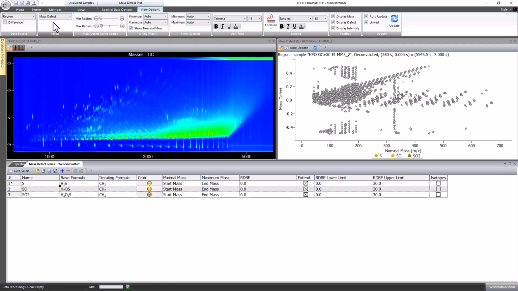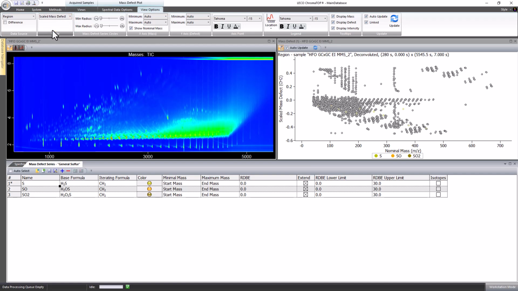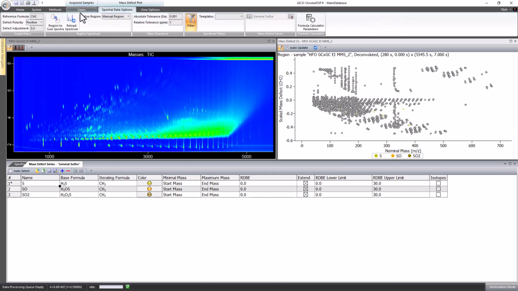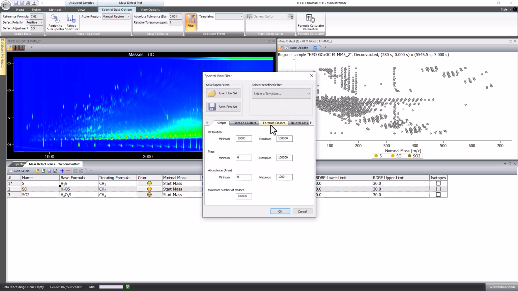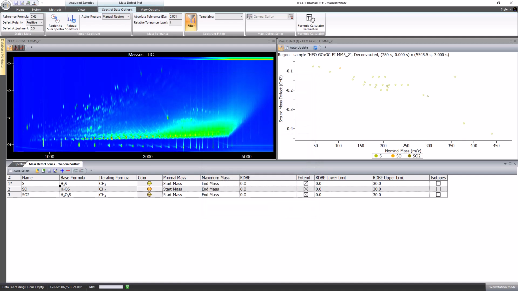Scaling the mass defect plot helps to arrange the pattern of the dots in a way that allows us to more easily see groupings. With petroleum samples, the Kendrick scaling is commonly used, which scales masses by iterative groups of CH2. After applying a filter to hide all unclassified masses, only these sulfur-containing species remain, so we see only masses that correspond to signals of interest.